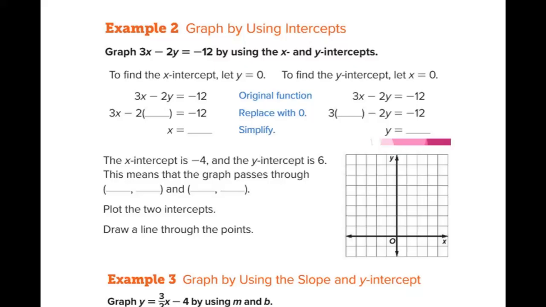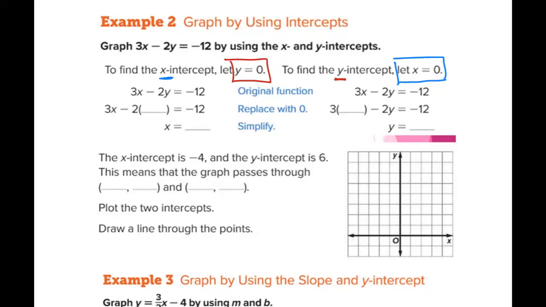It says graph 3x minus 2y equals negative 12 using x and y intercepts. To find the x-intercept, we know y is equal to 0. To find the y-intercept, we're going to let x equal to 0. Okay? So we start over here on the left-hand side. 3x minus 2y equals negative 12. We are looking for the x-intercept, so we're going to put 0 in for y.